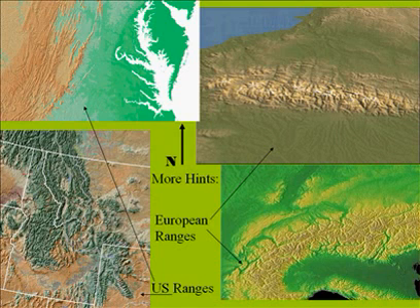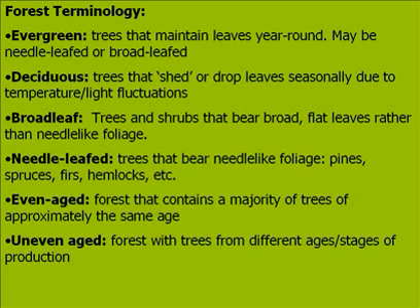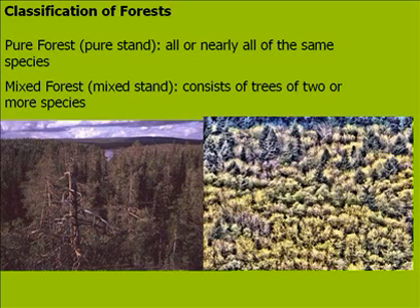Here is some forest terminology that you need to be aware of. You can pause here and make notes of these. Terminology related to forests includes whether it's an evergreen or needle-leafed forest, deciduous forests, or trees that shed or drop their leaves, even-aged forests and uneven-aged stands. When forests are classified, they're typically classified into two very general types: pure stands, or pure forests, where the species composition is nearly the same throughout the forest, and mixed forests or mixed stands, which consist of trees of two or more species.